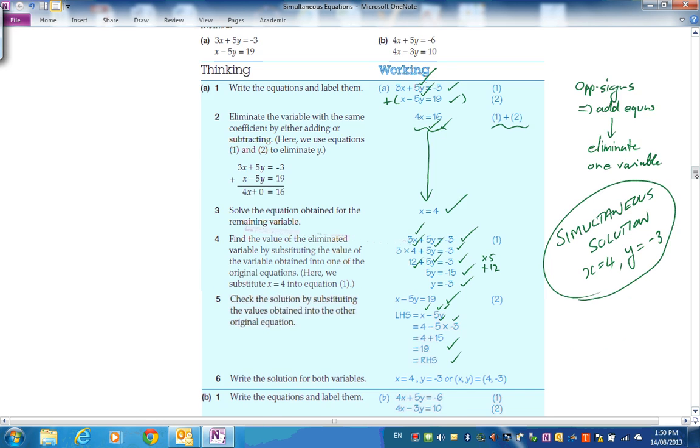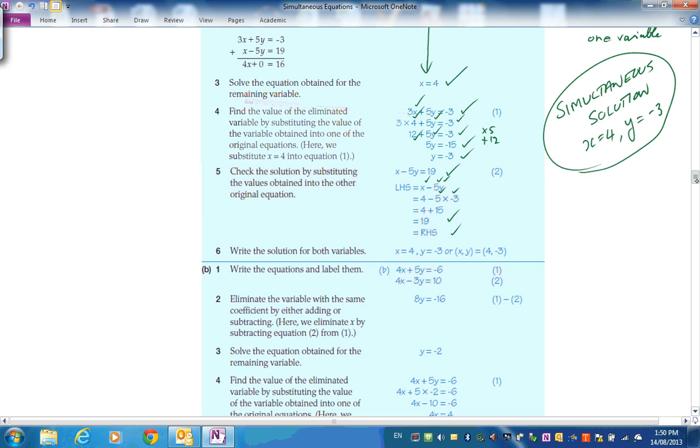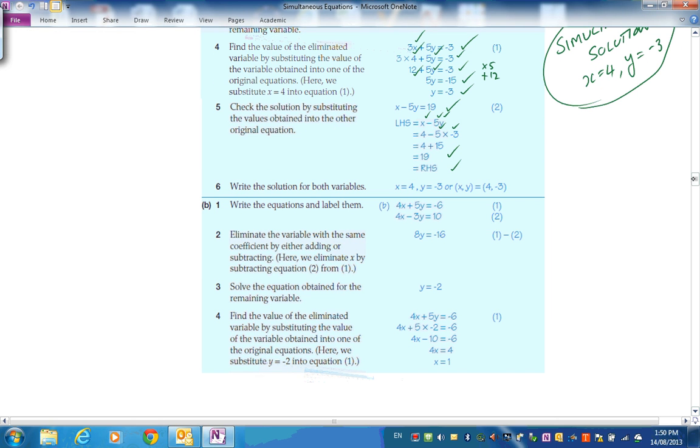Let's do some more. This is a powerful technique here. So let's do part B of this question. We have two different equations, 4x plus 5y equals neg 6, 4x take 3y equals 10. Write them under each other. Can you see it? They're the same. If I take this equation away, there will be no x's.